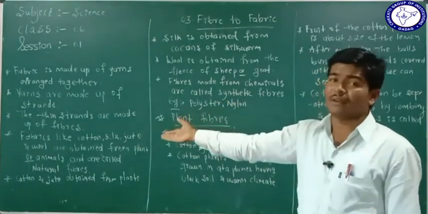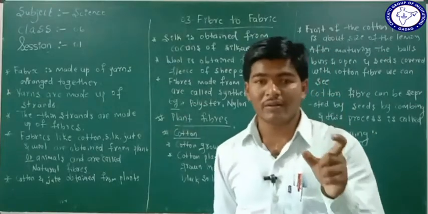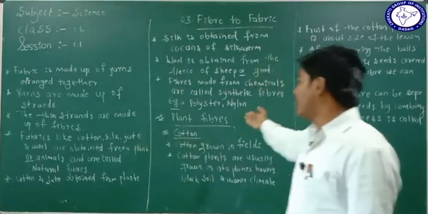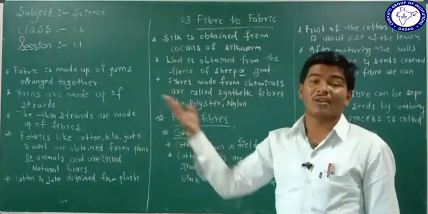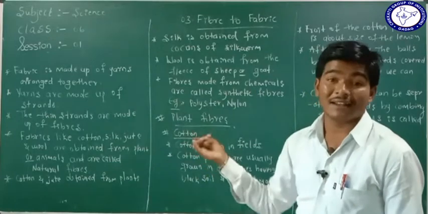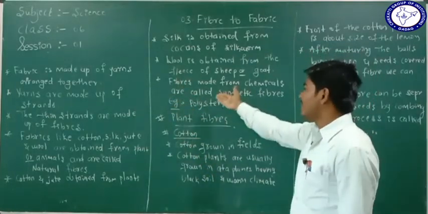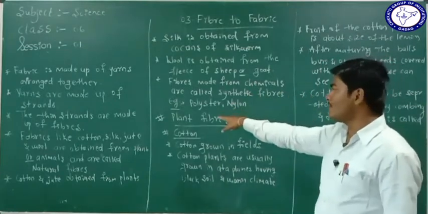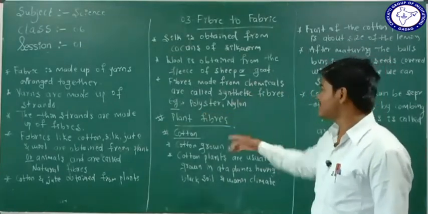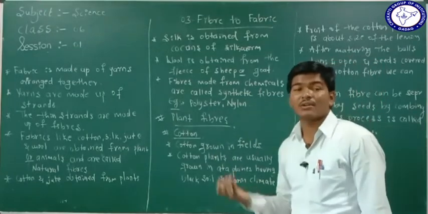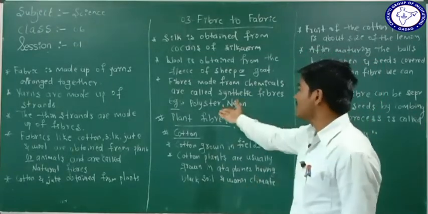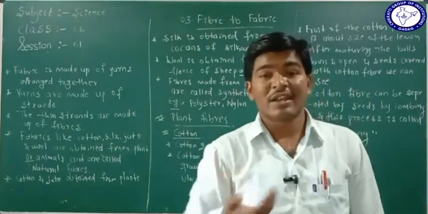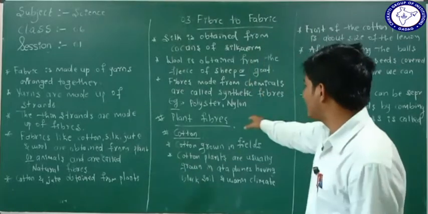So what are natural fibers? The fibers which are obtained from plant and animal products are known as natural fibers, and examples for the natural fibers are cotton, wool, jute, silk. These are all natural fibers, but the fibers made from chemicals are called synthetic fibers, and examples for synthetic fibers are polyester and nylon. So you use nylon bags, isn't it? And polyesters also. Now we use polyester dresses, shiny dresses, that are nothing but made up of polyesters.